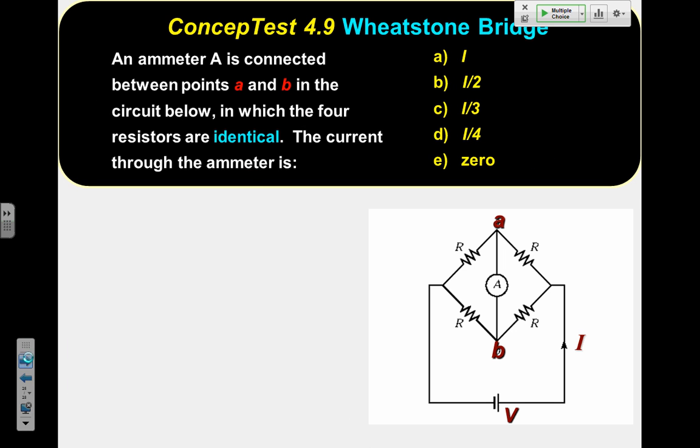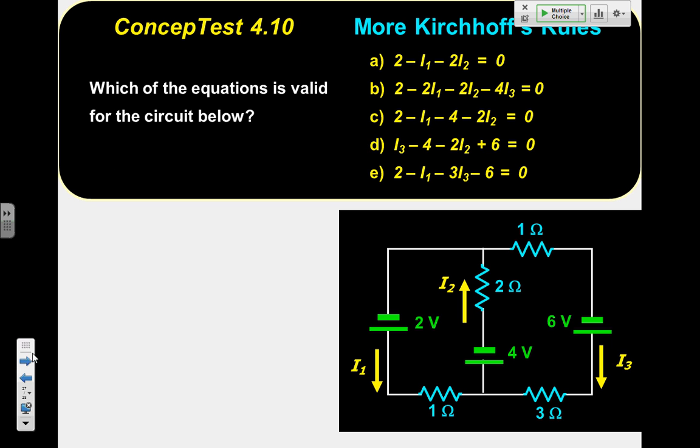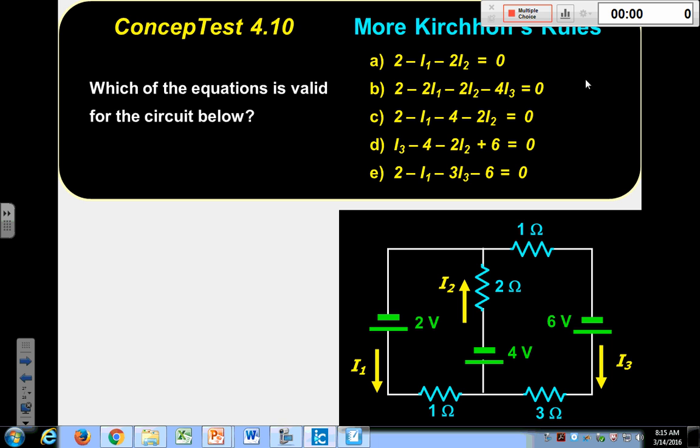But we're going to skip this one. We're going to do this one. You should know how to do this. We're not having a real banner day today.